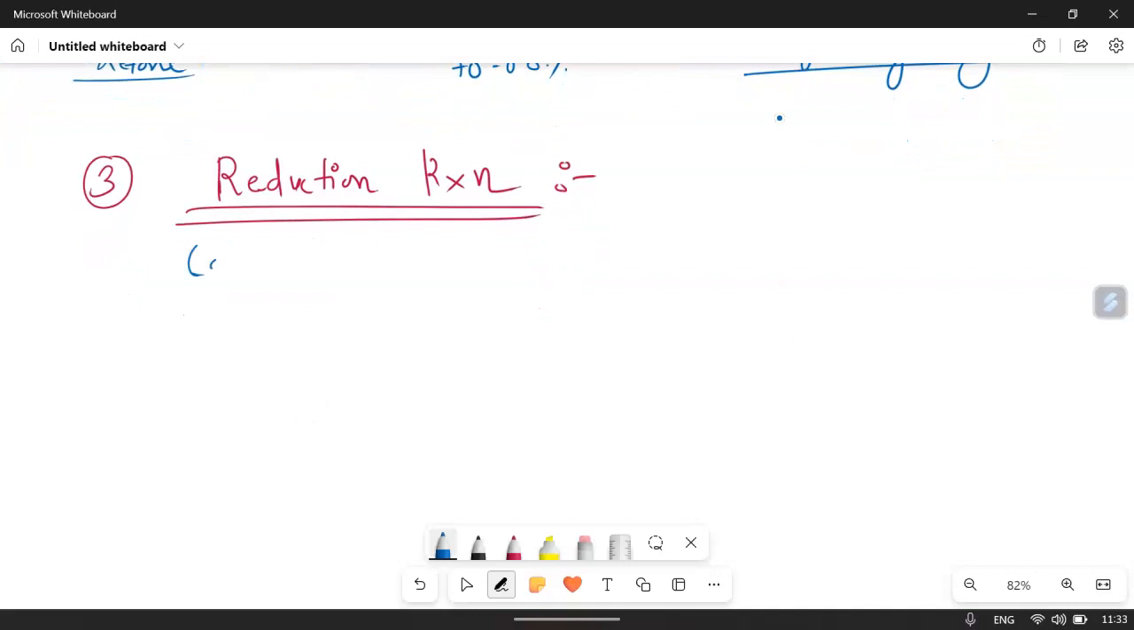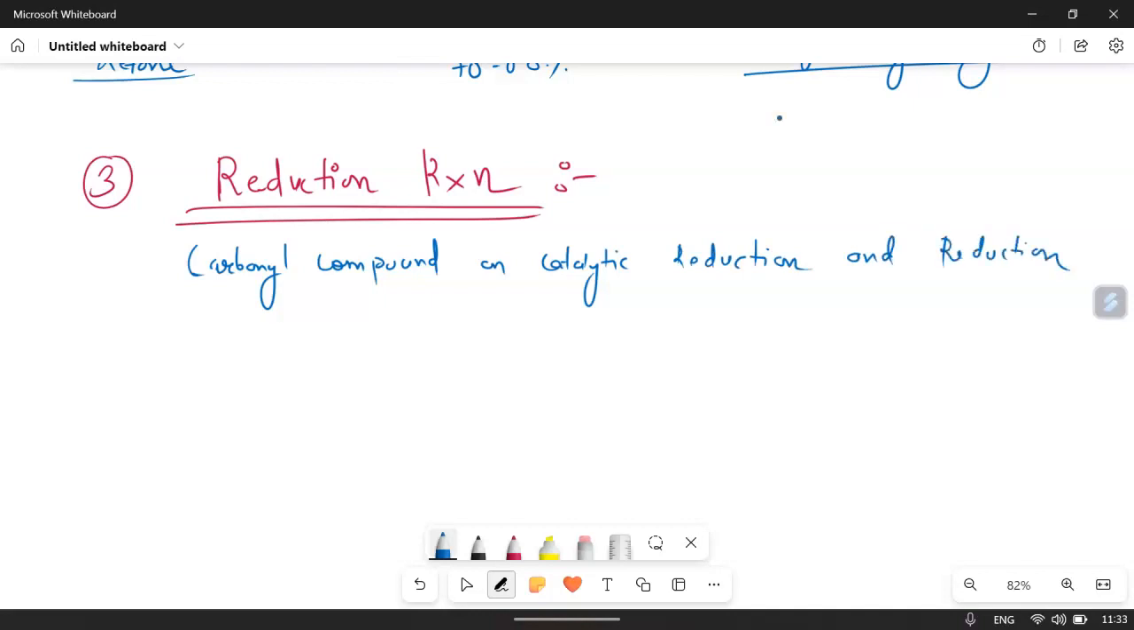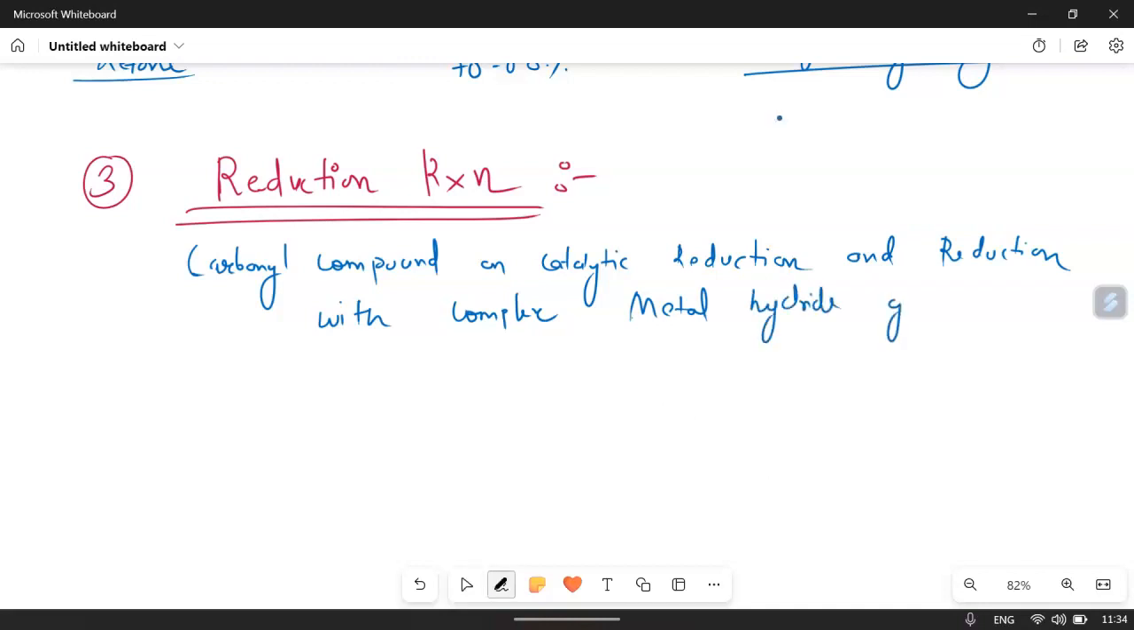So when a carbonyl compound undergoes catalytic reduction in the presence of a catalyst, okay, catalytic reduction, and reduction with complex metal hydrides. So we can take metal hydrides also, you know that NaBH4 and all metal hydrides, give alcohol. So here, on reduction, what do we get? Alcohol.